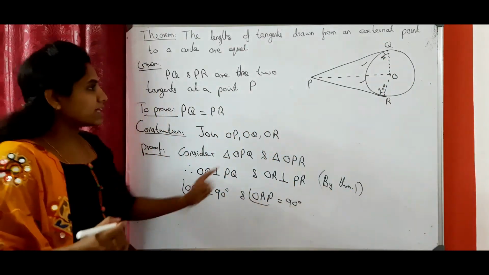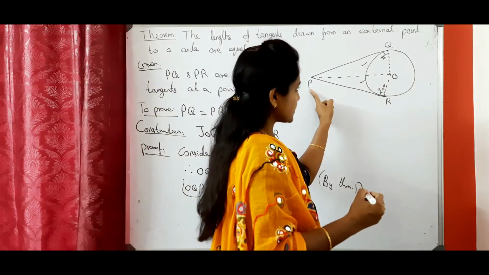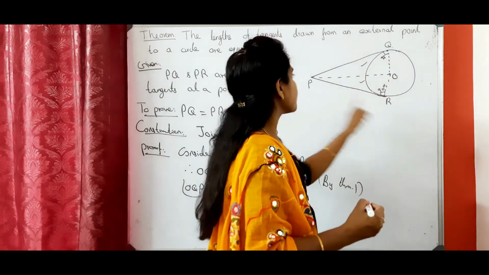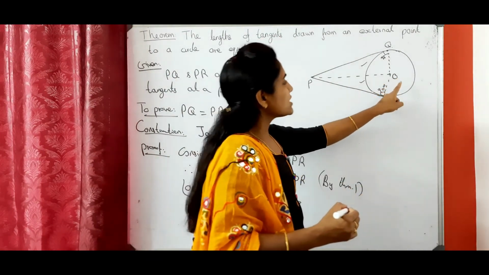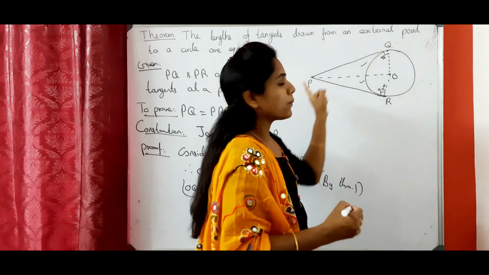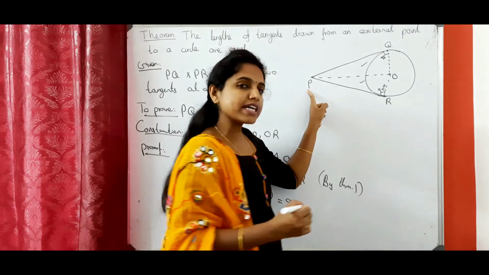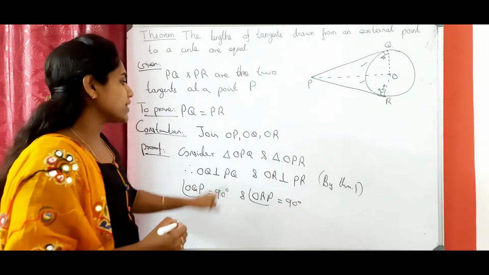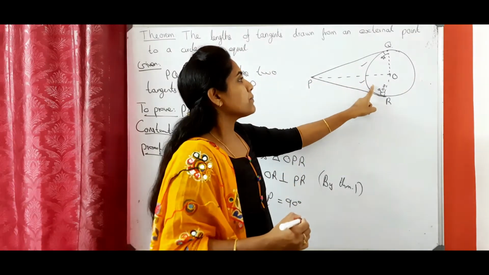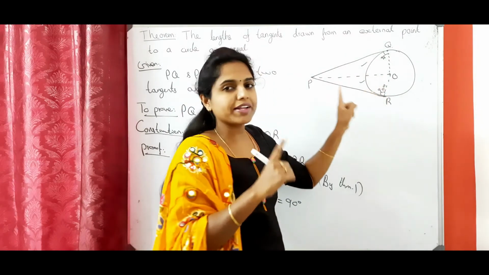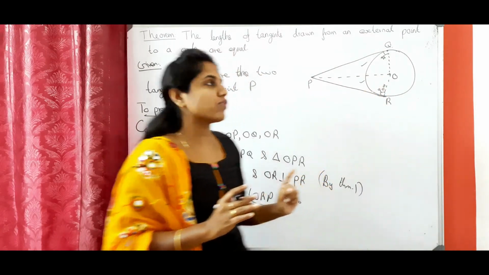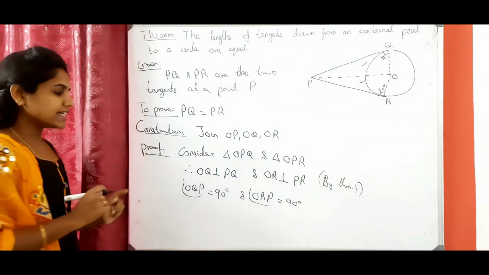So now we got angle OQP equal to 90 degrees and also angle ORP equal to 90 degrees. What is the corresponding angle of OQP? ORP is the corresponding angle. So what we proved in the two triangles is that one corresponding angle is 90 degrees.